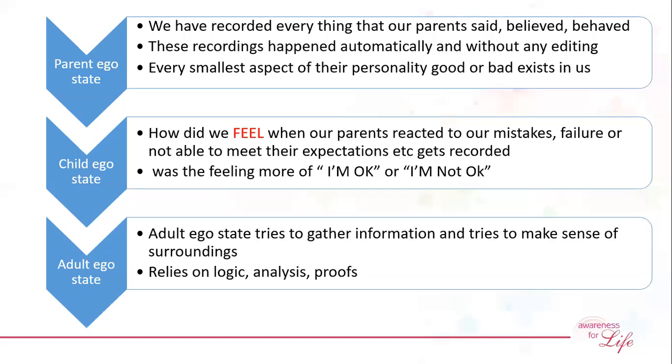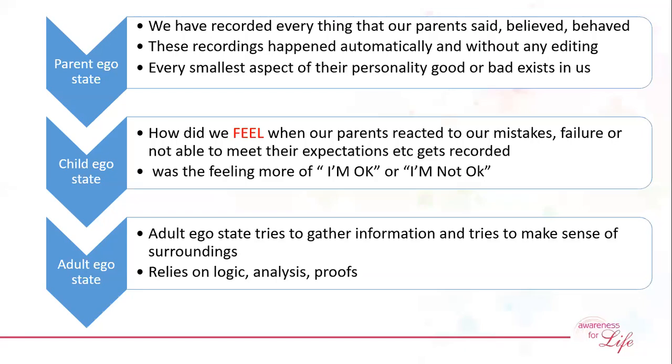Now let's talk about the child ego state first. The child ego state, or the child emotional body, completely depends on how we felt in our first 5 years of life. Suppose when we made some mistakes, how did our parents react to it? Did they punish us? Did they scold us? Did they humiliate us? Or did they say that it's okay, you can try it next time? How did they react to our mistakes, our failures, or when we did not meet their expectations?